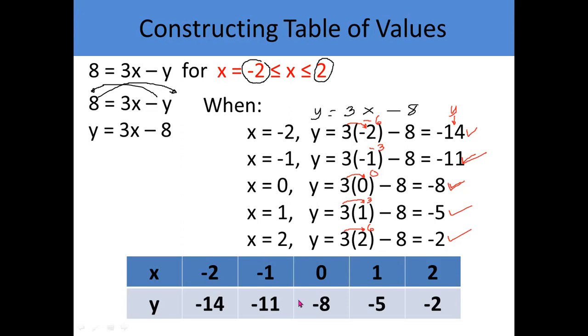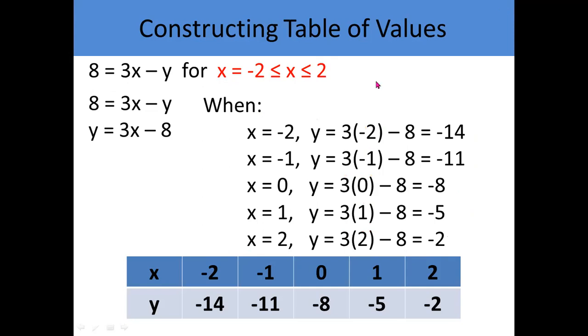Okay, so to create the table of values again, we just replace the value of x so that we can get the value of y. Take note, the value of x is given. These are the values of x that are given, so we replace them into the equation and then we get the value of y. That is what we call a table of values.